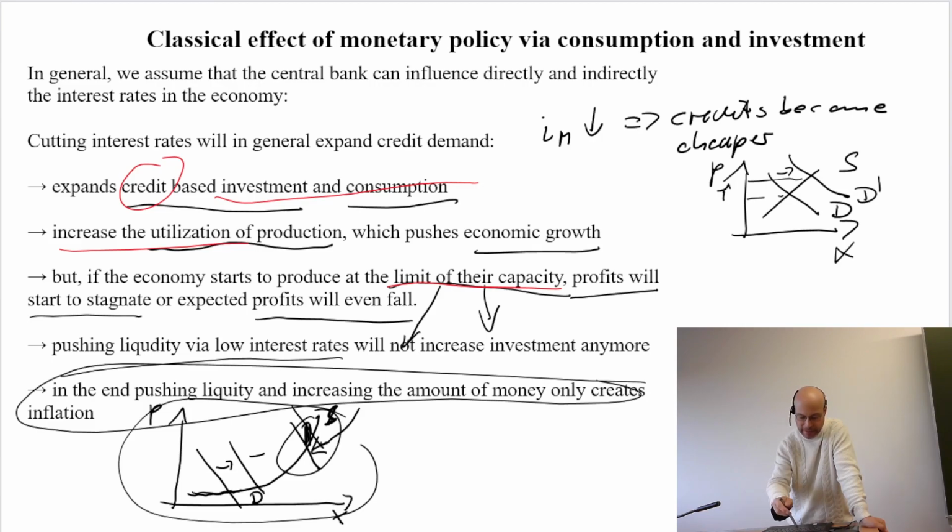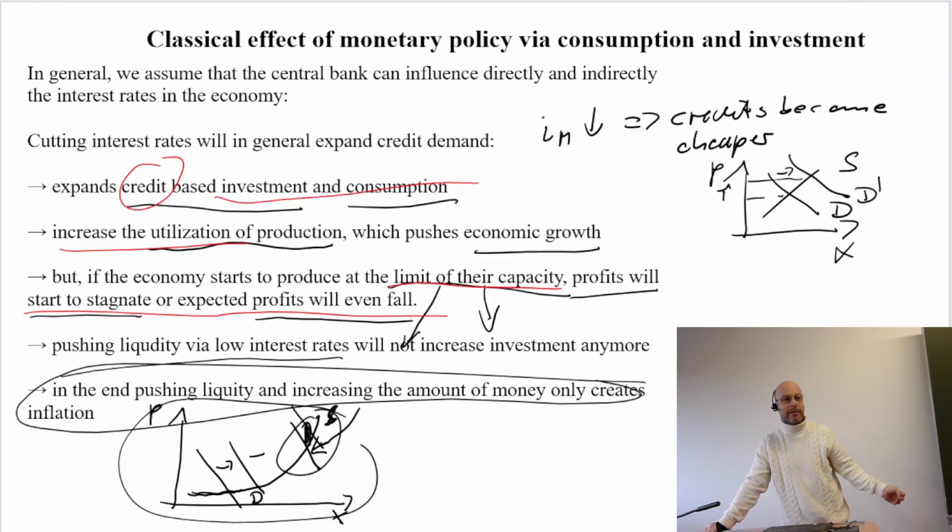And this, of course, will then have the effect that profits will stagnate, or even the expectation of the future profits will fall. And this then means in the business cycle, we will move on to the downturn. And if we then still have a scenario with very low interest rates, this in general will then only push prices.